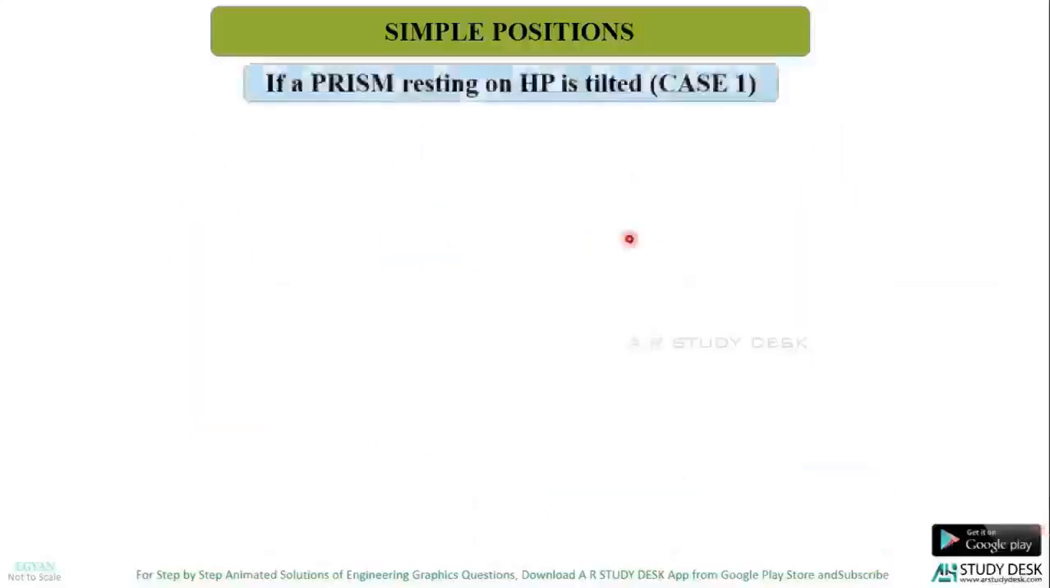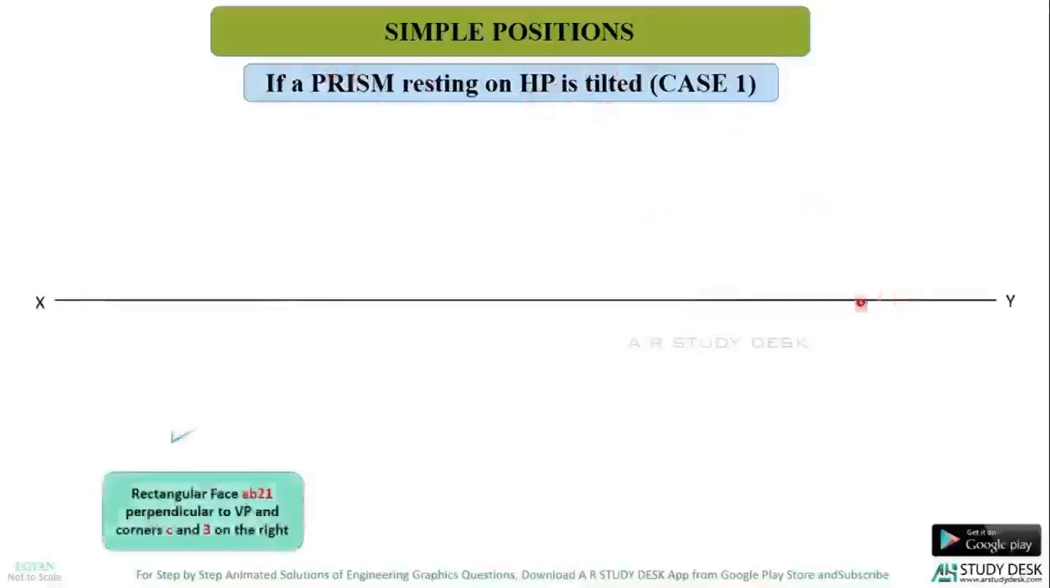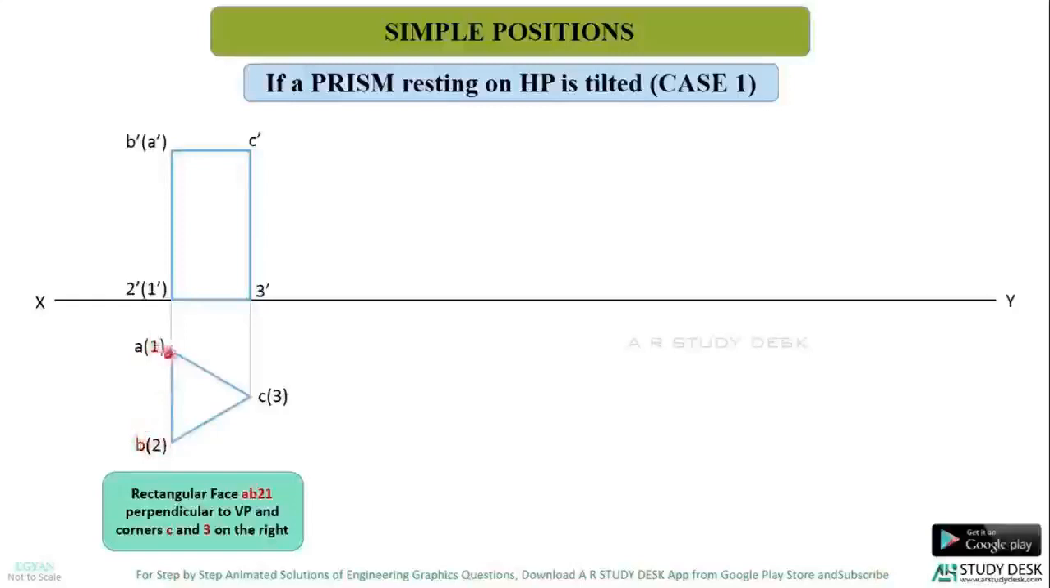Now let us see what happens if a prism resting on HP in a particular simple position is tilted. So that is case 1. Here the triangular prism is having a rectangular face AB21 on the left side, which is perpendicular to VP, and on the right side you can see 2 points C and 3, where C is on the top and 3 is at the bottom. Look at the front view. C dash is on the top and 3 dash is on the ground or HP.